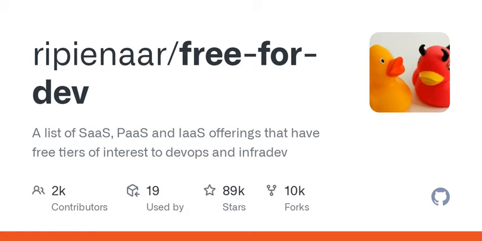How about storage? A must-have for every developer. Services like Backblaze and Dropbox offer free tiers with adequate storage solutions. Backblaze even provides 10 GB of object storage, perfect for developers looking for a simple way to manage files.